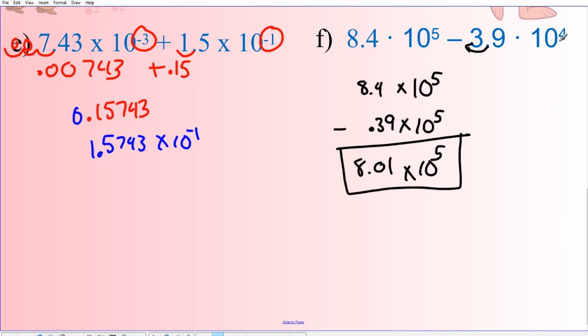Okay. And again, if you did standard form, you should end up with the same exact answer. If you did not, I'd say go back and check your work for mistakes. Maybe you moved the decimal the wrong number of places someplace, or you added instead of subtracted, something along those lines.